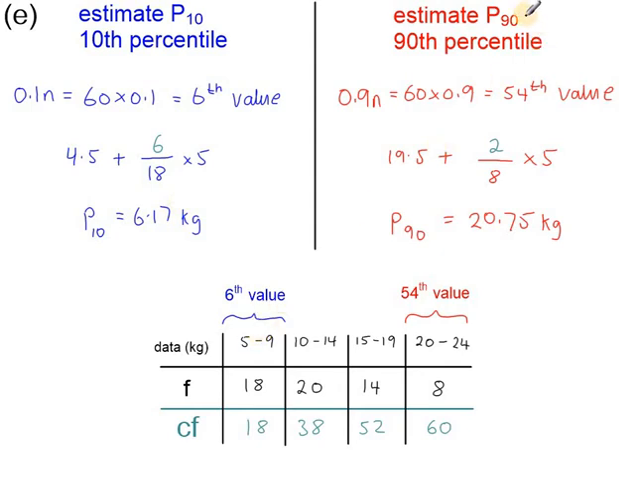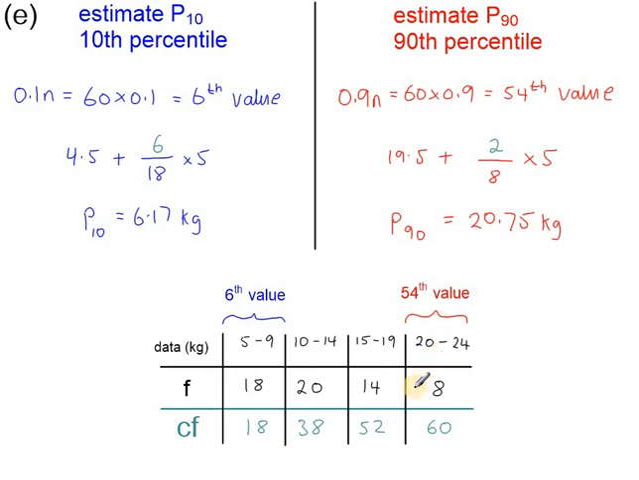The 90th percentile. Location first, 0.9 times n, the 54th data value. Looking at cumulative frequency, we're up to the 52nd value here, so still haven't reached the 54th value, we're in here. So 20 to 24, we're in this class. The lower boundary, 19.5, the frequency of the class, 8, class width based on 19.5 and 24.5 is 5. And how far into this class do we want to go?